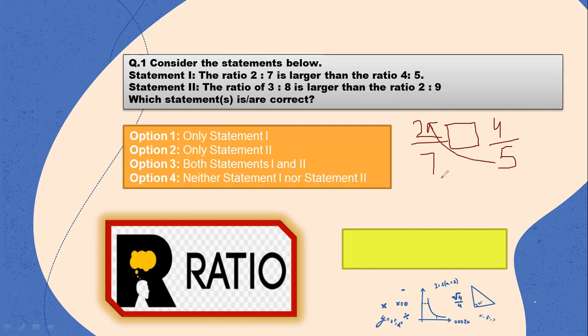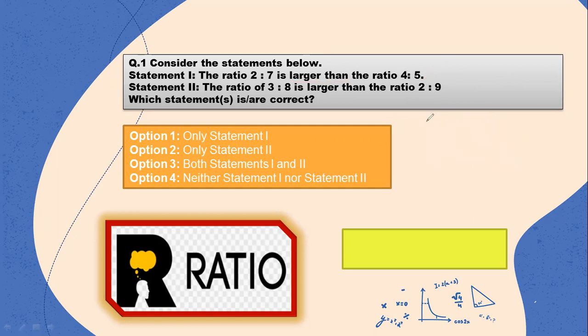I will multiply 2 with 5 and 7 with 4. So I am getting 10 here and 28 here. So as you can see, 28 is greater than 10. So 4 by 5 is greater than 2 by 7. But statement 1 says that the ratio 2 by 7 is larger. So statement 1 becomes wrong, because here you can see that 4 by 5 is greater than 2 by 7.